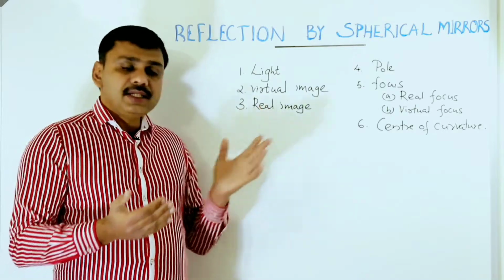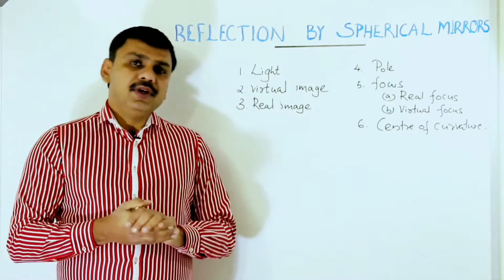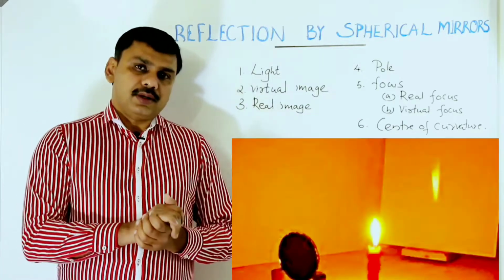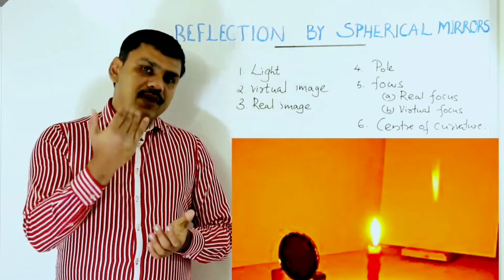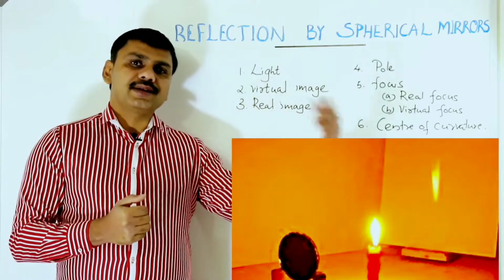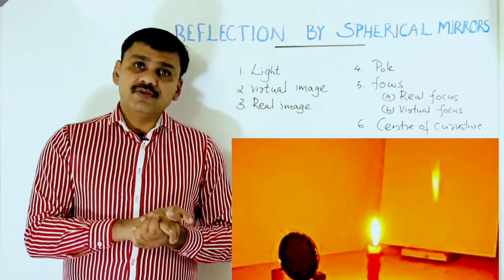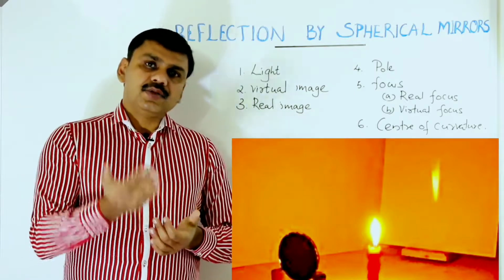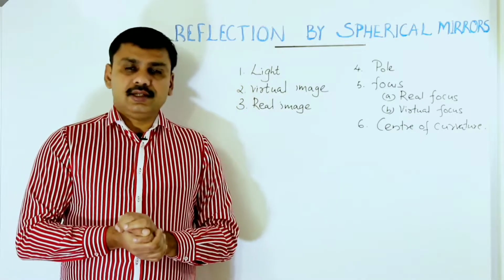So real image can be produced by a concave mirror. If you show the concave mirror to a lighted candle, after reflection from the concave mirror, the image will be produced on a screen or on a surface. Real image is always inverted and virtual image is always erect.